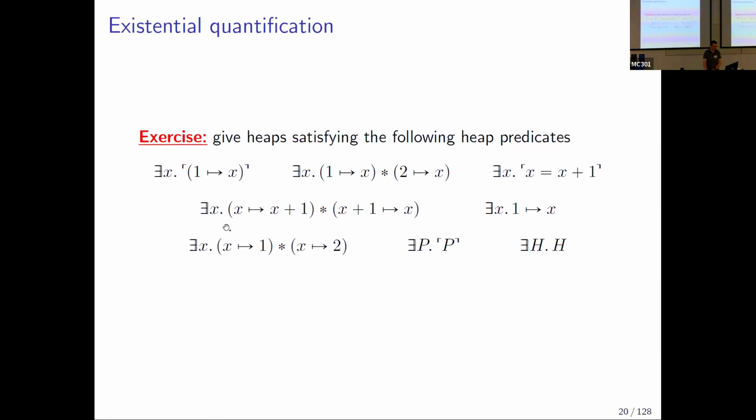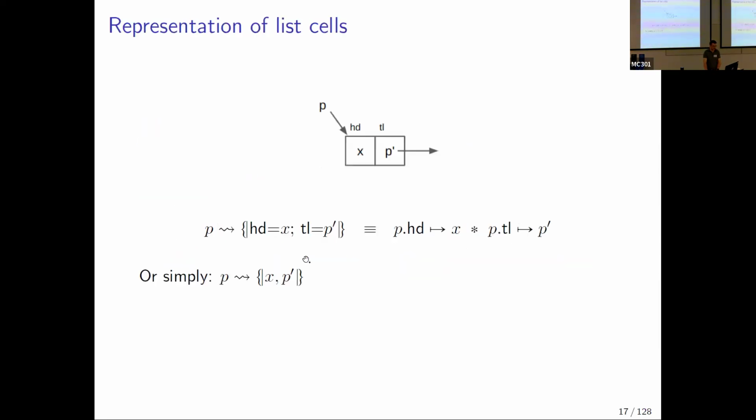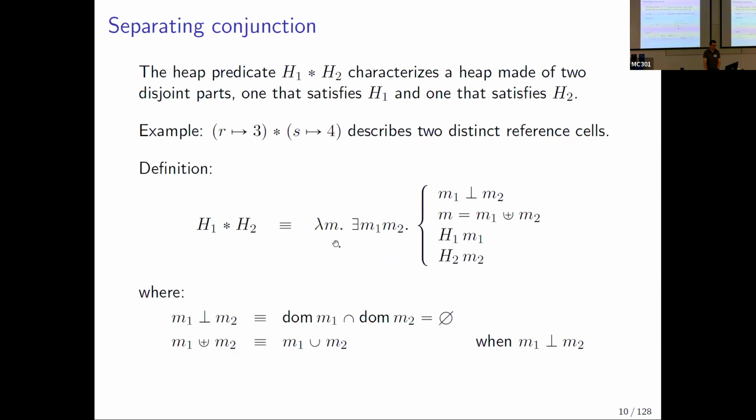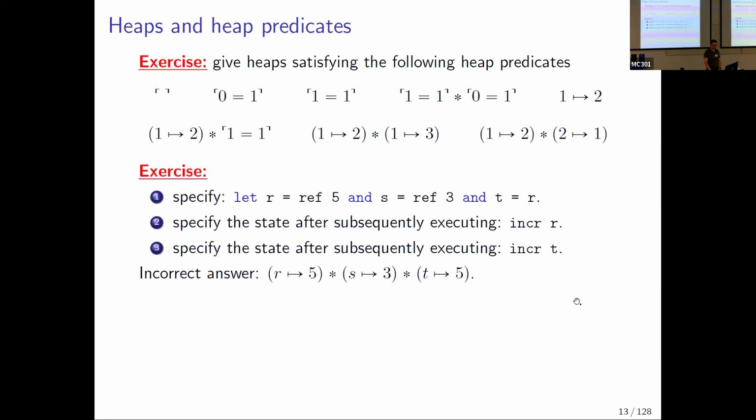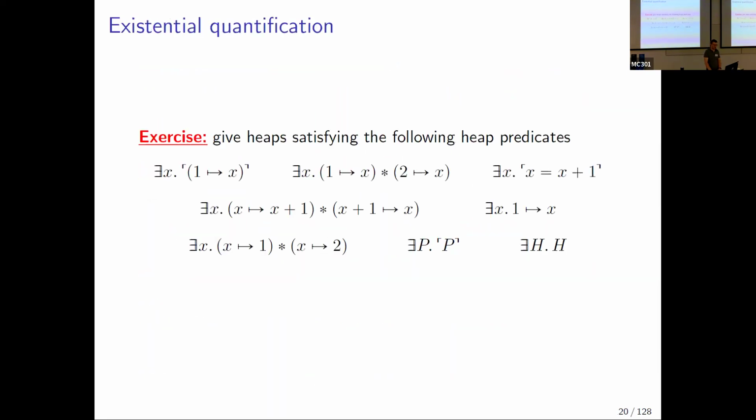And also, I still haven't got the far left one at the bottom. I didn't get why. So this one cannot hold on any heap, because of the definition of the separating conjunction. Separating conjunction means it separates the heaps, like the domains, and the domains are supposed to be disjoint. So if you have a heap that satisfies x points to 1 and another one that satisfies x points to 2, the domains need to be the singleton x, and so they cannot be disjoint. Okay, thank you.